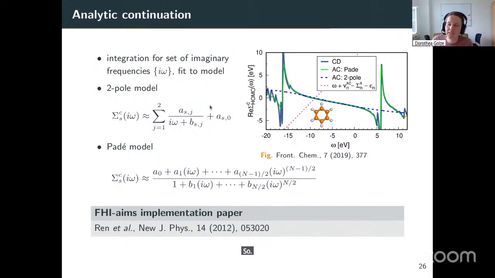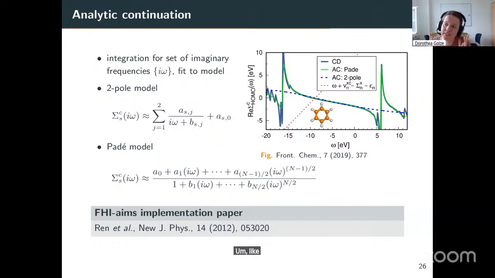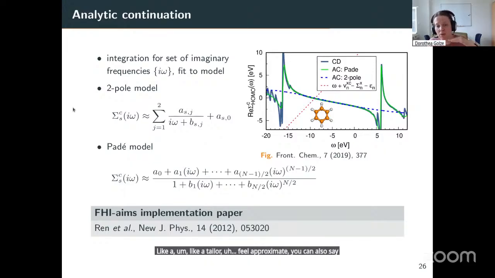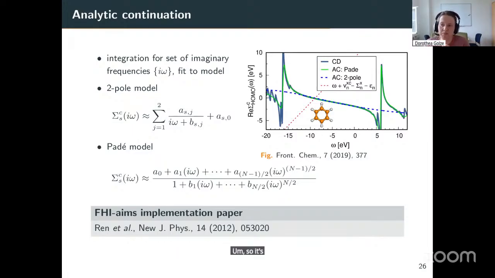So the Padé model is numerically less stable because in the end it's like a Thiele approximant. You can also say, if you rewrite this, you see it's a recursive procedure to get the coefficients, and that makes it numerically a bit unstable. So in my experience, for valence states it's usually numerically stable enough.